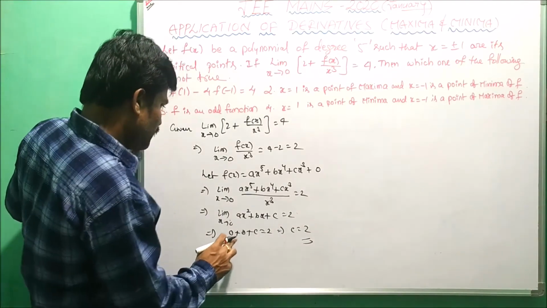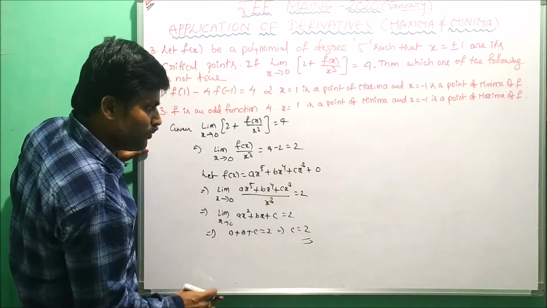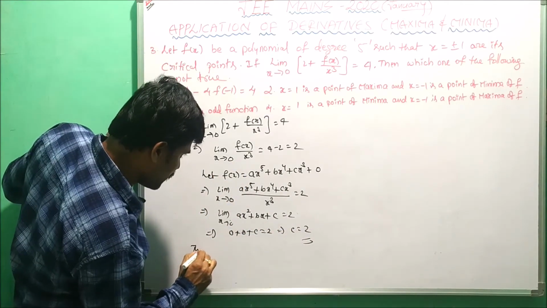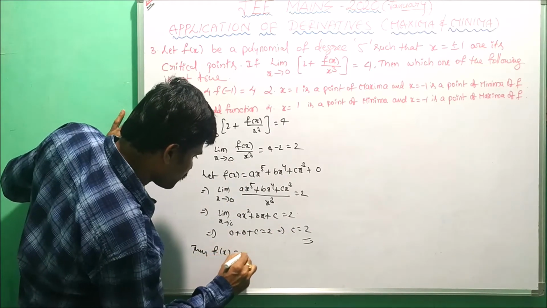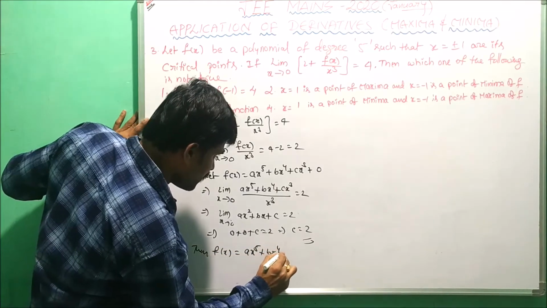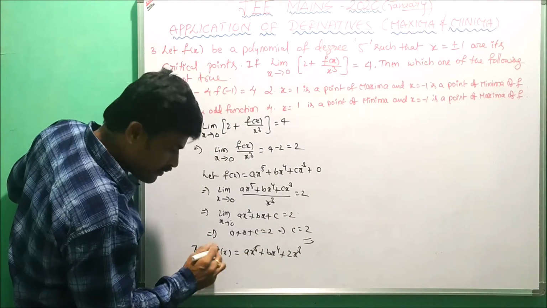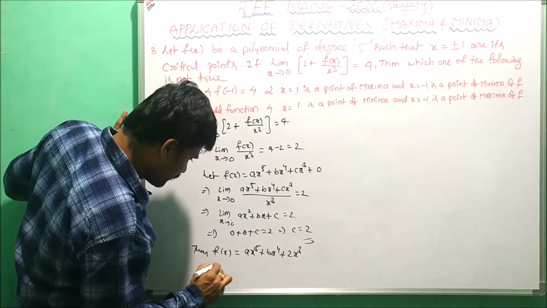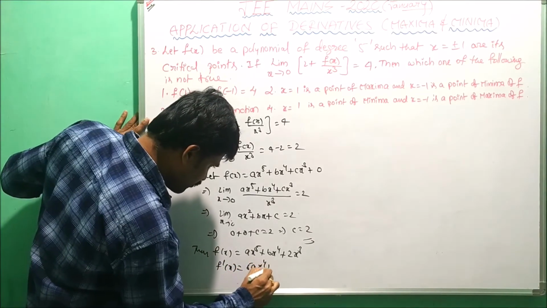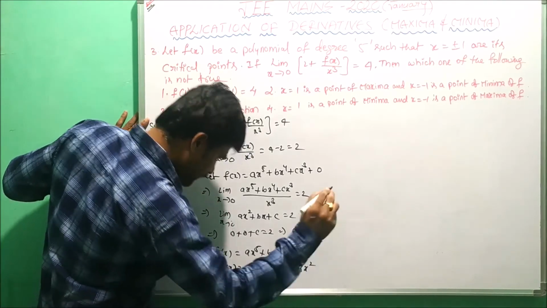Now here f(x) = ax^5 + bx^4 + cx^3. Now we substitute the value of c in this one, then f(x) = a·x^5 + b·x^4 + 2x^3. Now we differentiate the function f(x) with respect to x, that is f'(x) = 5a·x^4 + 4b·x^3 + 6x^2.